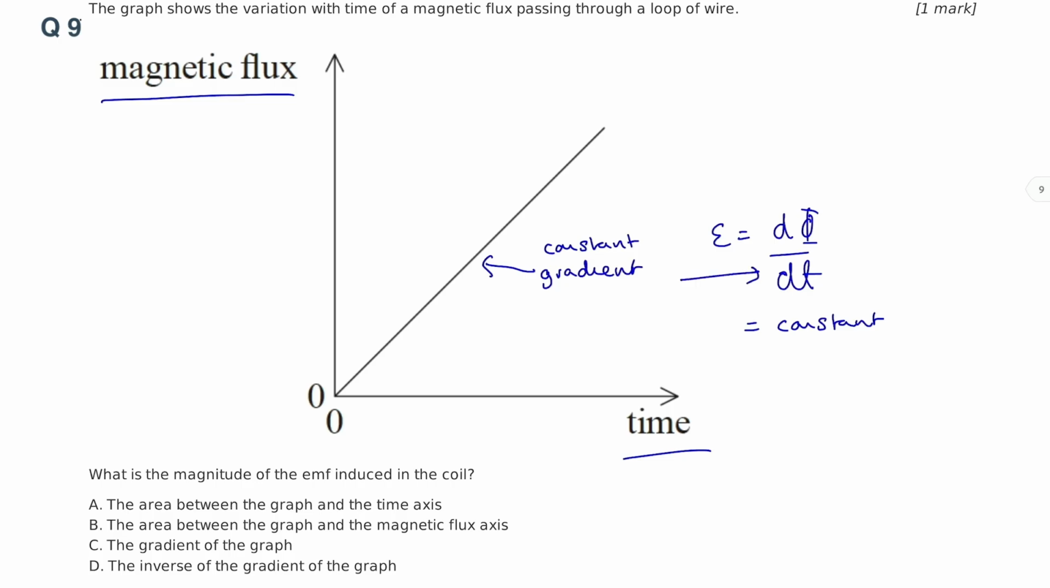So we're looking at a constant EMF. Oh, what is the magnitude of the EMF? Oh, it's the gradient. That's how it changes with time. I thought it was actually going to give us a value, but there we go.